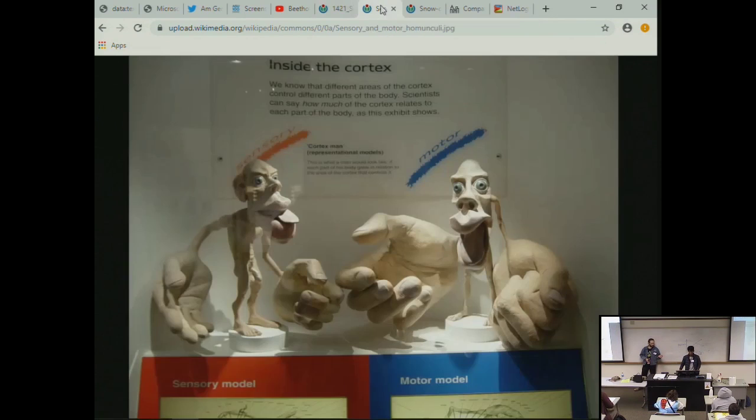Can we go back for a second? Yeah. So obviously this is sculpted, but how do people think they got the data to sculpt this? How do we know that the hands take up the largest area of the motor cortex? Maybe people donated their organs for science and they went off of those. So they looked at the brain and were somehow able to connect it?